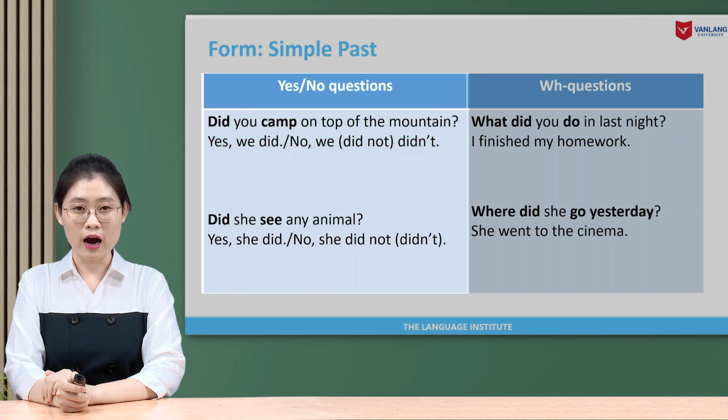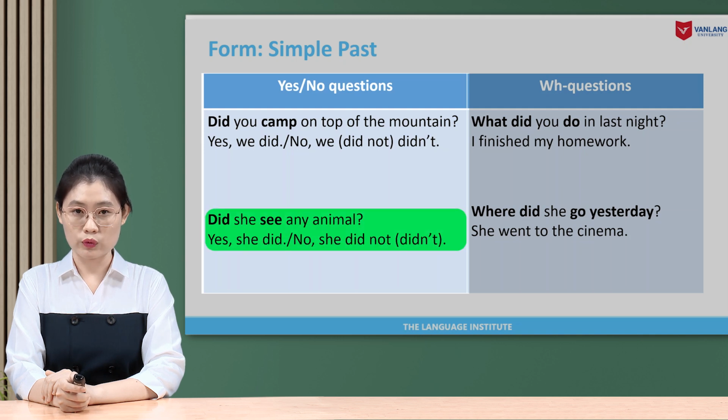Alright, another example with yes/no question. Did she see any animal? You can answer by saying, yes, she did. Or, no, she didn't. Didn't is the short form of did not.